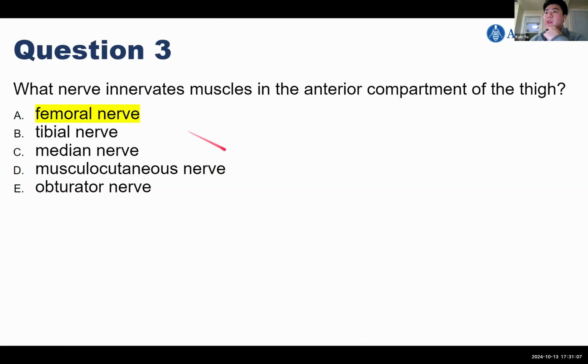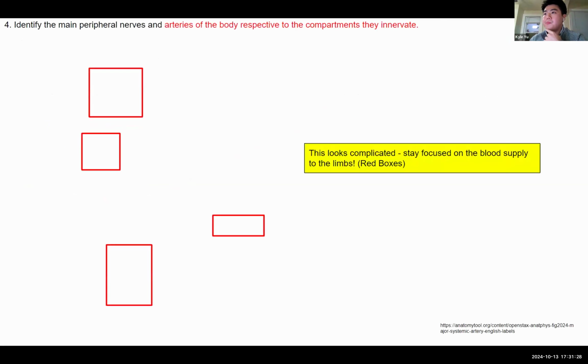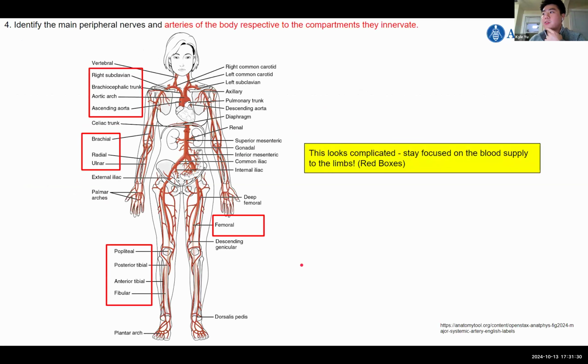So again, I want to reiterate that a lot of the nerves also travel with similar arteries. So the femoral nerve travels with the femoral artery. The obturator nerve comes with the obturator artery. So they'll be in pairs. And if not, then there's going to be some correlation depending on the compartment. So think about the compartments, what muscles are there, and what nerve and artery supply them. All right. So lastly, I'm going to talk about the arteries.